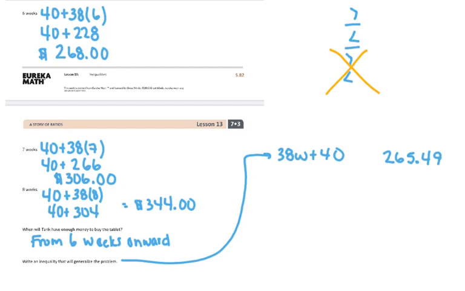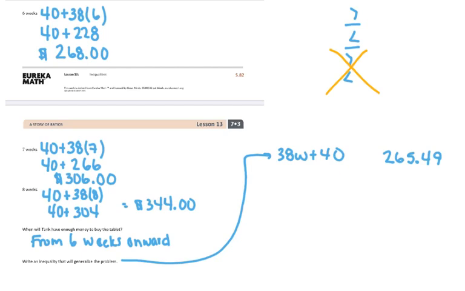$265.49. So we are going to pay attention to that wording there where it's saying he's trying to save $265.49 to buy a tablet. He needs at least that much. So we need it to be at least equal to $265.49. Now, if we have less than $265.49, we can't buy the tablet. If we have more than or greater than $265.49, we can still buy the tablet.